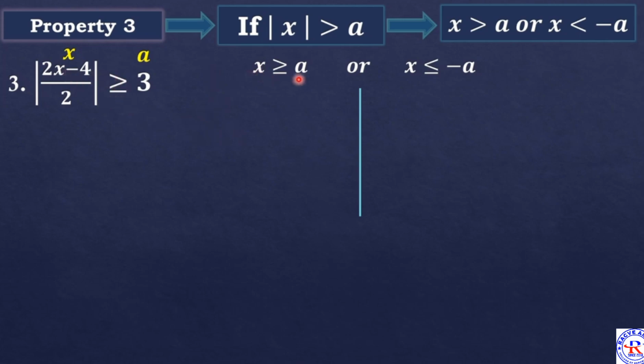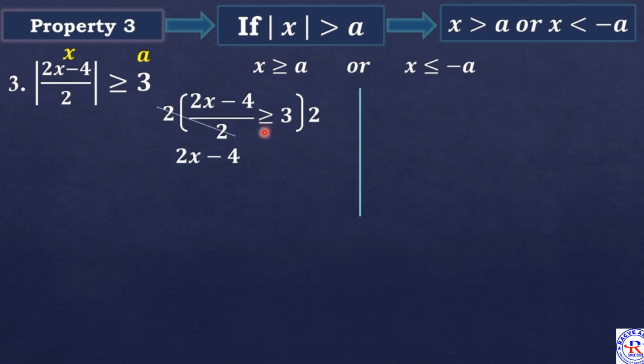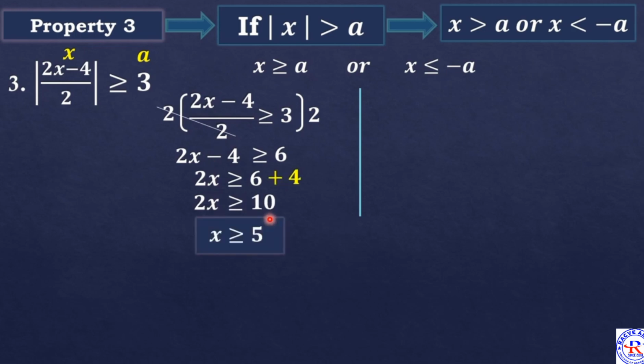And then, so, applying the property, so, x is greater than or equal to a. So, your x is 2x minus 4 over 2 is greater than or equal to 3. So, using LCD to. So, pwede na natin tong i-cancel. So, this is 1. So, copy na lang natin si 2x minus 4. And then, greater than or equal to 3 times 2, that is 6. So, by transposition, 2x is greater than or equal to 6. Magiging plus 4 ito. So, 2x is greater than or equal to 10. So, divide both sides by 2.